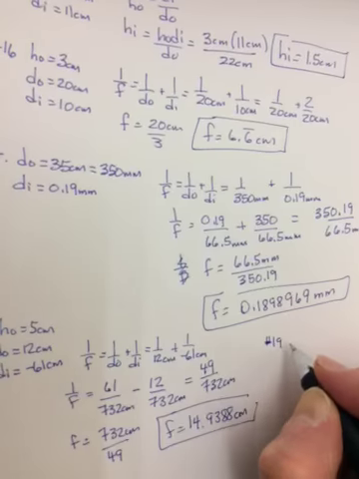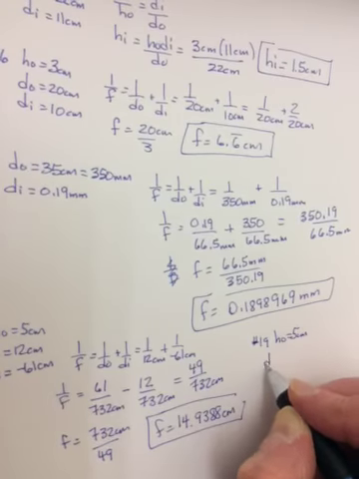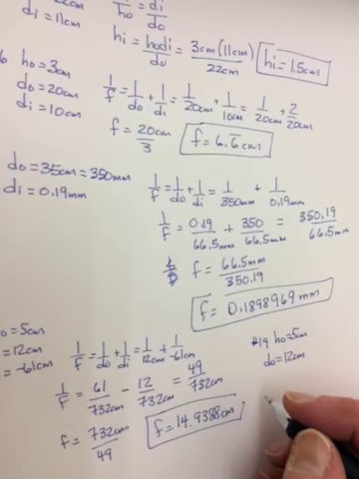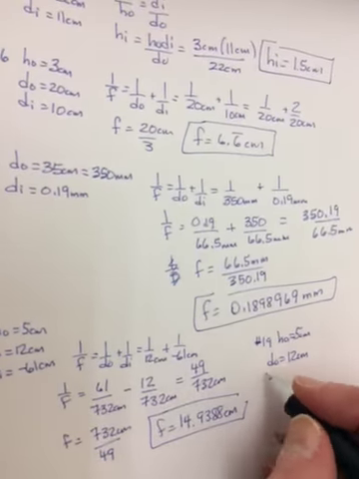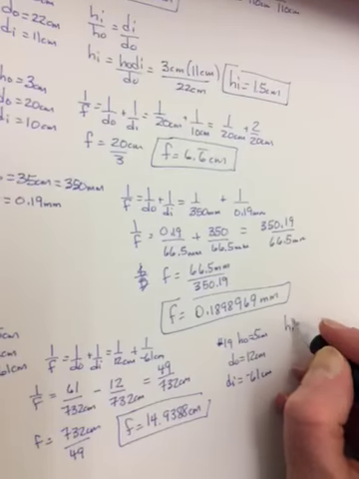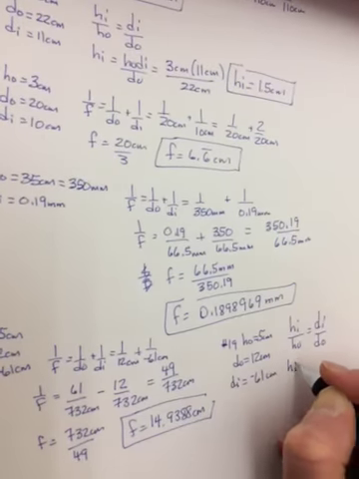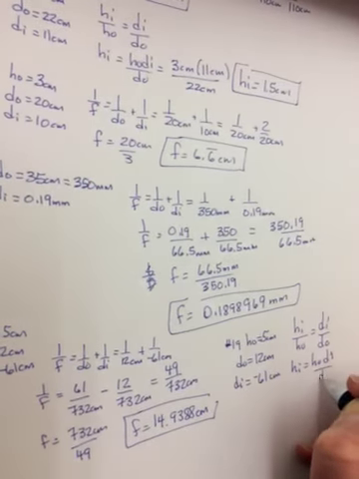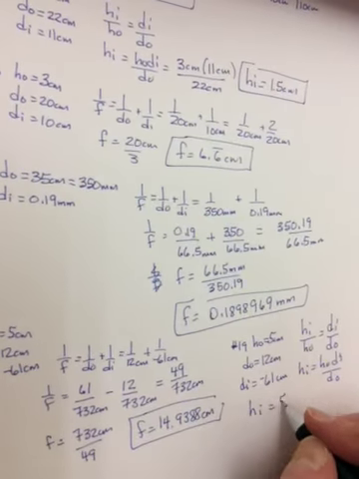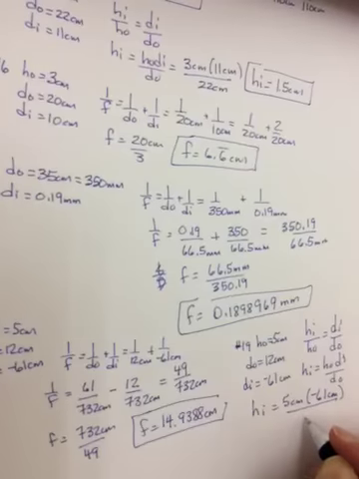Number 19. When an object 5 centimeters tall, HO, is placed 12 centimeters, DO, from a converging lens, the image is formed on the same side of the lens. What is the size of the image? It's like, wait, this is the same question. Negative 61, what is the size? So HI over HO is equal to DI over DO. HI is equal to HO DI over DO. So HI equals HO, which was 5 centimeters, DI negative 61, DO 12.